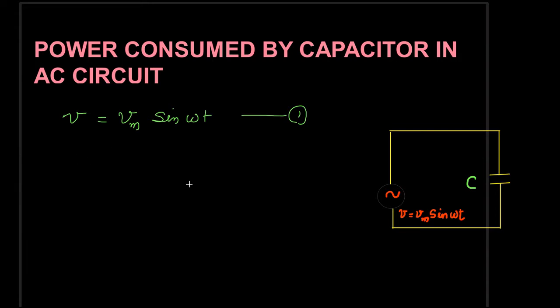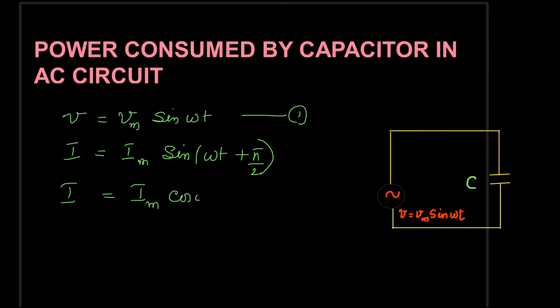When an AC source is connected to a capacitor, the current flowing through the circuit leads ahead of the voltage by a phase pi by 2. Therefore, current I equal to Im sin (omega t plus pi by 2), which can be written as I equal to Im cos omega t. Let us call this equation number 2.